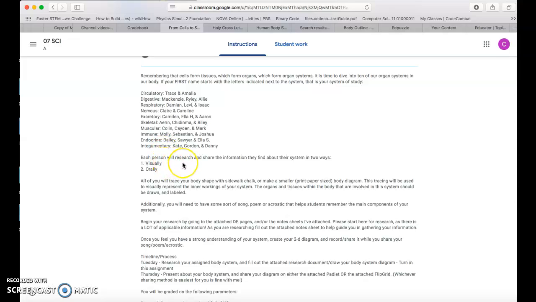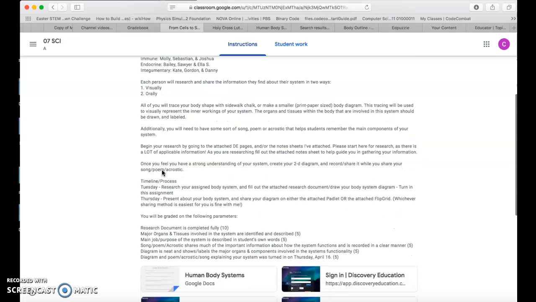Each person is going to share about their assigned system either visually and orally, meaning that you are expected to do a human body diagram. It labels the important components of your human body system within the diagram. For example, if I were doing the circulatory system, I would obviously include the heart and the lungs and the veins and the arteries, right?